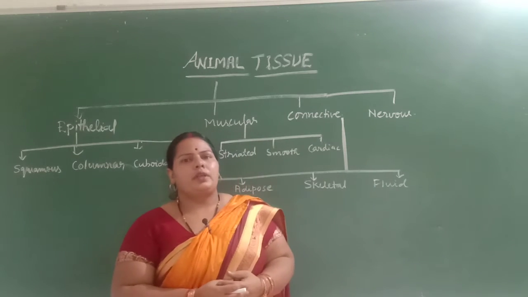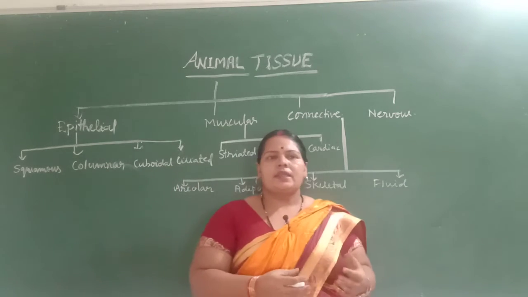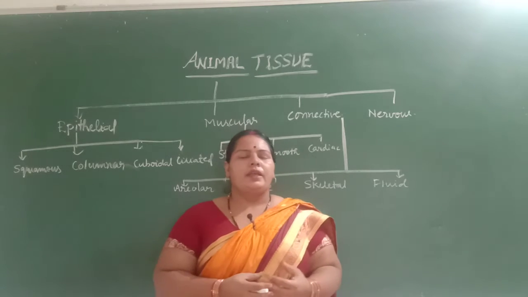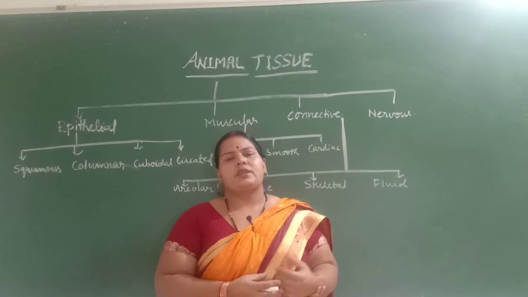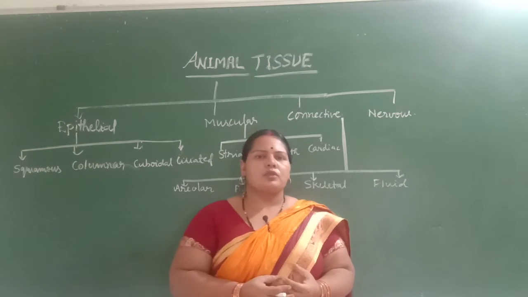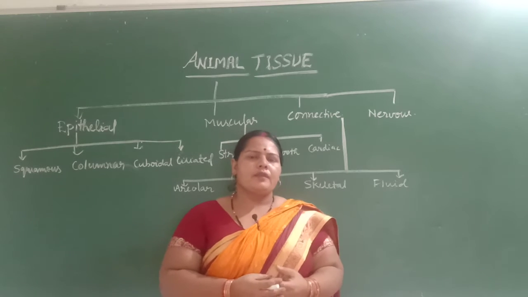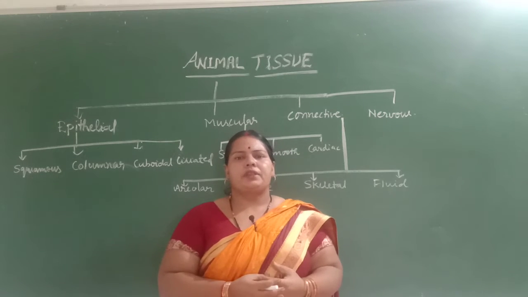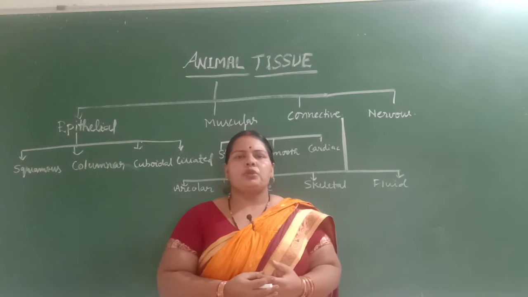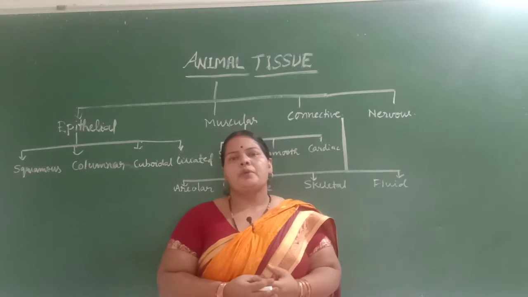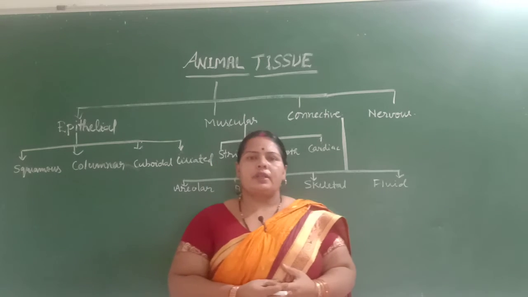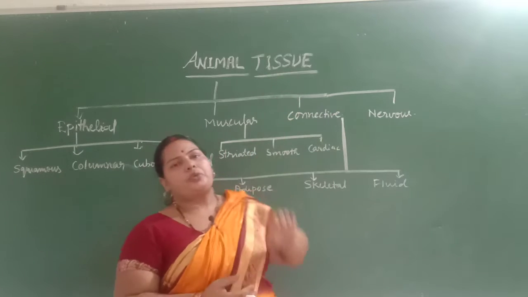In the previous class, students, you learned about the cell. After that, you learned about the cell organelles. In cell organelles, you learned the structure of the nucleus, the structure of mitochondria, and the structure of chloroplast. After that, you learned the second chapter, tissue. In tissue, you learned about plant tissue. And today we are going to learn about animal tissue.